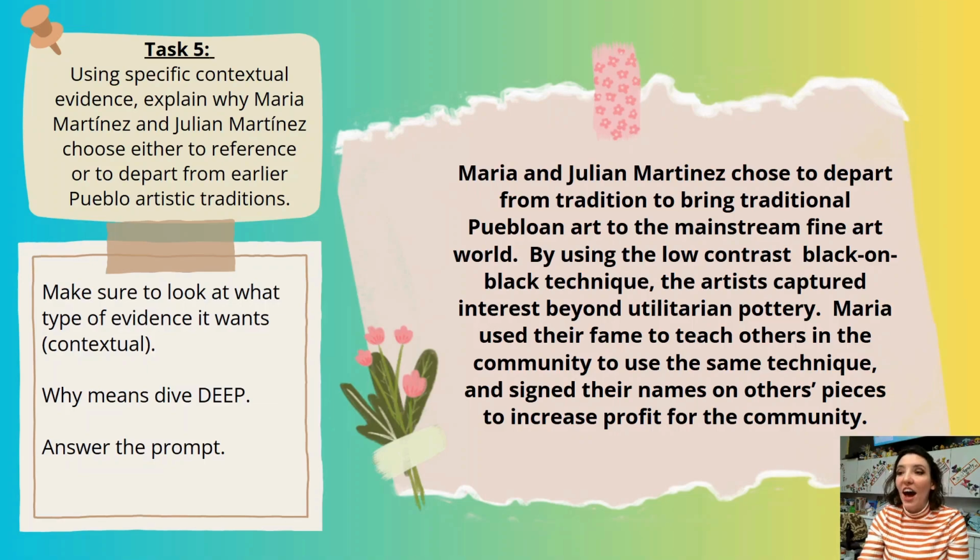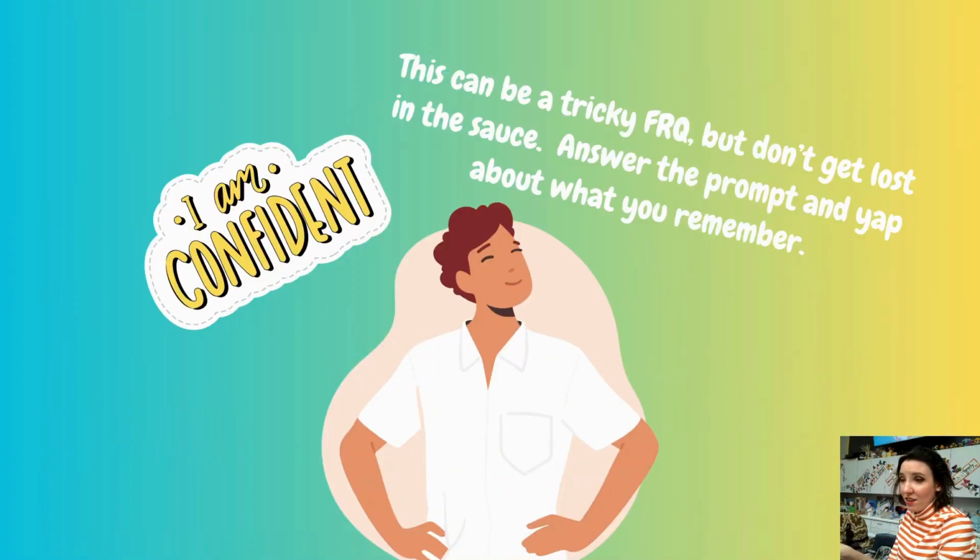Now that sounds like a lot, but really you're just talking about how this piece is the same as the past, different from the past. Focus on that part of it and then answer the prompt as well. Don't get lost in the sauce of this FRQ because it sounds complicated, but really it's about how it's upholding traditions, how it's breaking traditions, why is it doing it? Those 3 key ideas. Yap about those. Just keep talking about what you remember.